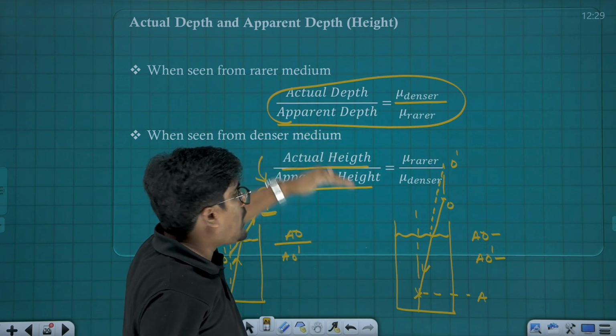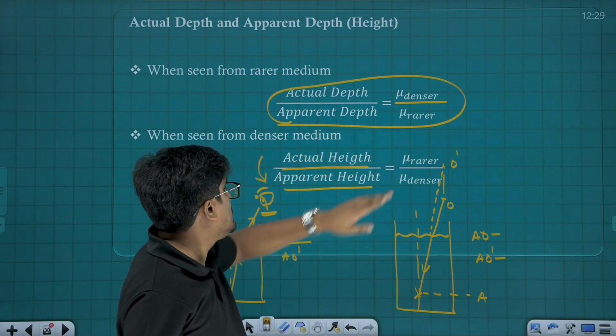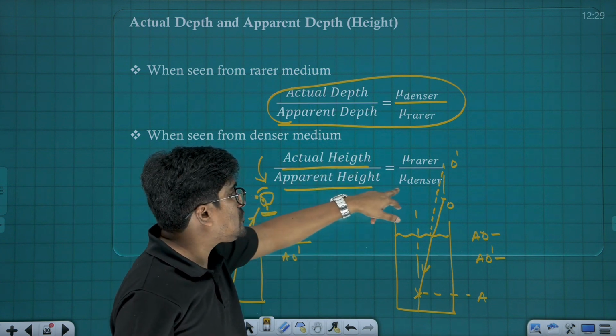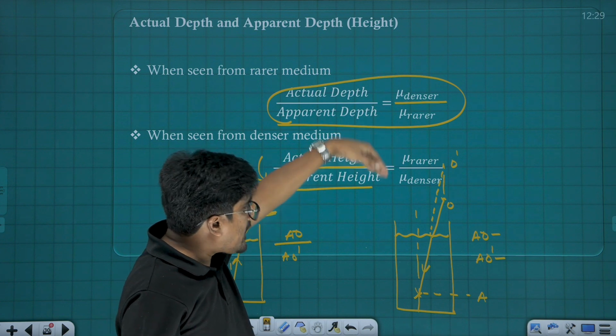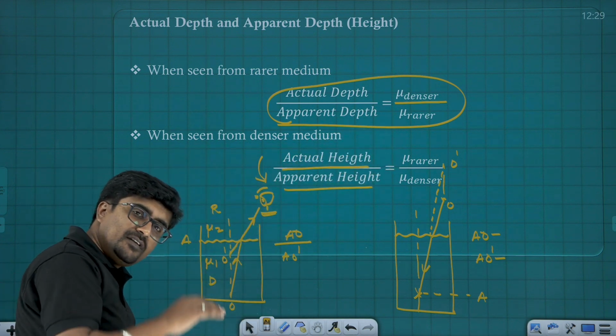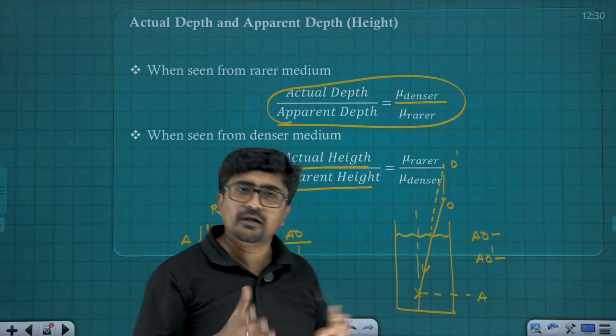So actual height upon apparent height, that is refractive index of rarer medium upon refractive index of the denser medium, because apparent height is greater. Apparent height is greater, so that's why it's coming as mu rarer upon mu denser. So basically you just need to understand which is greater and which is lesser. Based upon that you can easily get into that equation.